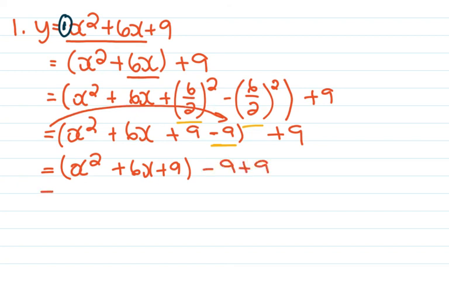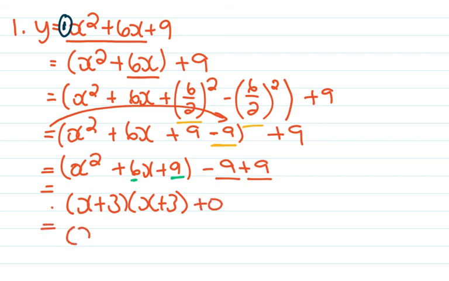Negative 9 plus 9. Now we're going to factor our bracket, which two numbers that multiply to 9 and add to 6 would be 3 and 3. X plus 3, x plus 3. Negative 9 plus 9 is 0. So we're left with x plus 3 squared, because we have two brackets that are the same, plus 0. Okay, so this example actually could have been done without completing the square because it was factorable, but I just wanted to show you how to complete the square anyways. So the vertex in this situation is negative 3, 0.